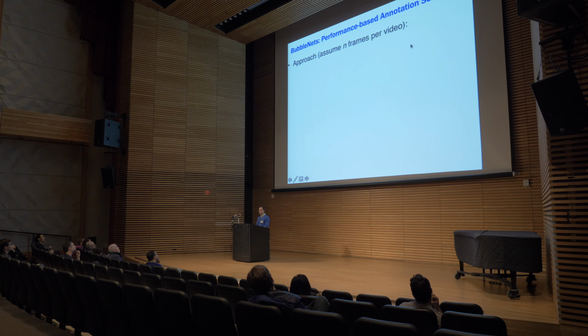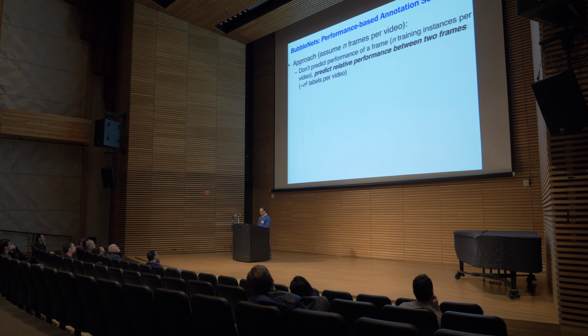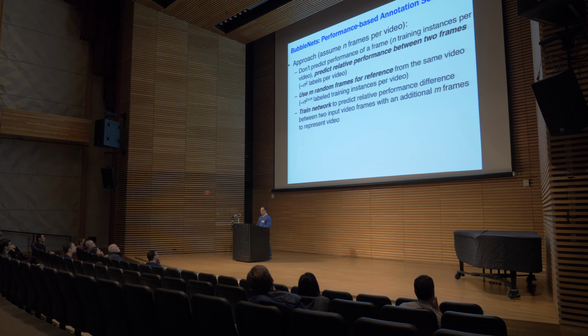Okay, so what we've been working on now is a model called bubble nets. Everyone's taking computer science 101 in this room probably. So this is how to train a deep network to do bubble sorting for you on the fly. Assume we have 10 frames of the video. Rather than directly trying to predict the performance of that frame for this problem, there's not enough training data for that. So instead, we're going to predict the relative performance.